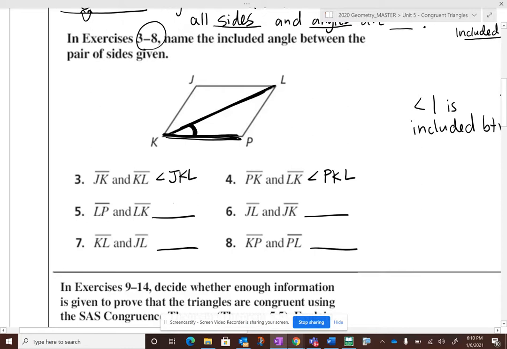Okay, hopefully you paused and you tried them. I'm going to give you the answers real quick. The included angle between LP and LK is going to be angle KLP. The included angle between JL and JK is going to be angle LJK. Between KL and JL is going to be JLK. And last, between KP and PL is going to be angle KPL. So make sure you check those.